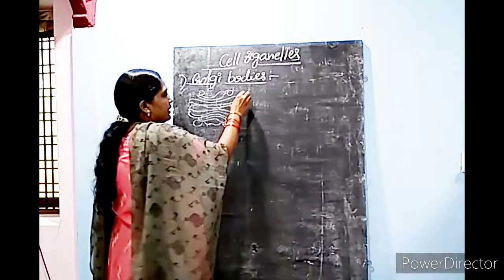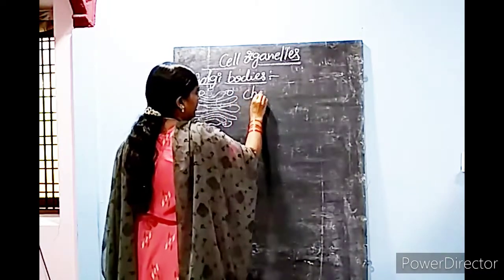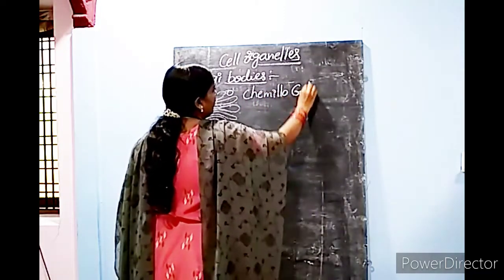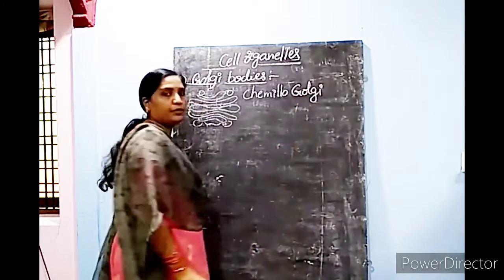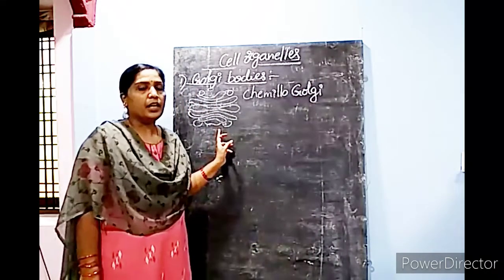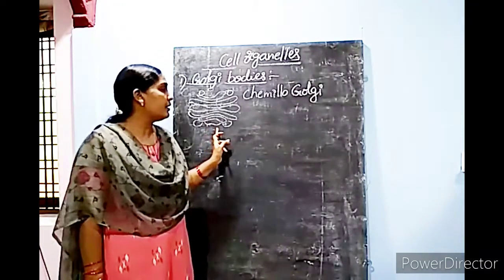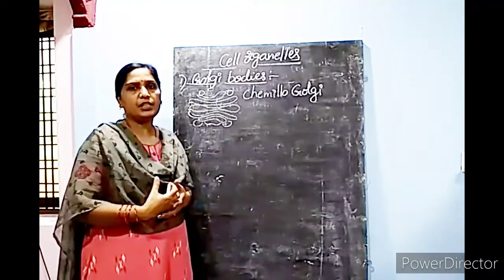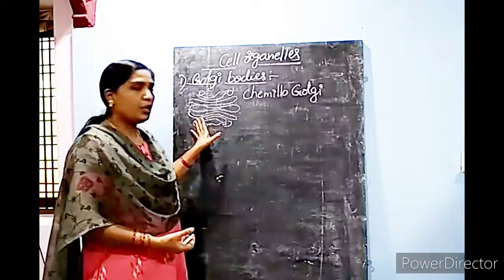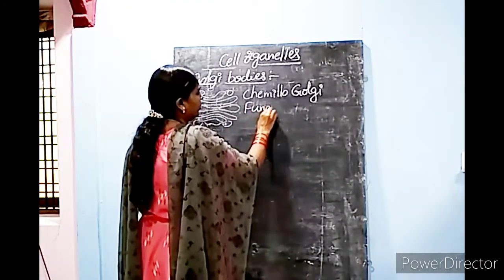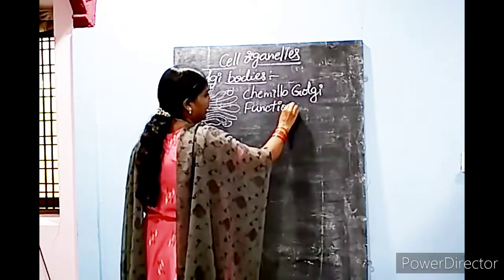The scientist Golgi found these Golgi bodies first time in cytoplasm, and for his invention he was also awarded the Nobel Prize, and he also said the functions of Golgi bodies. Now we'll see the functions of Golgi bodies. What functions it performs in each cell.